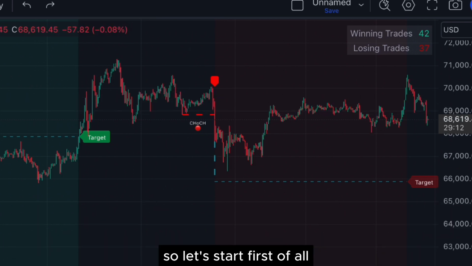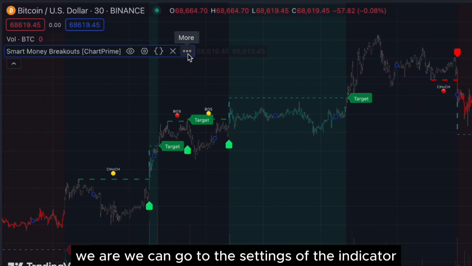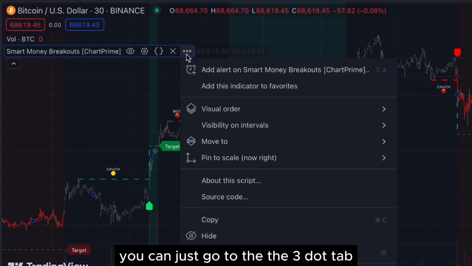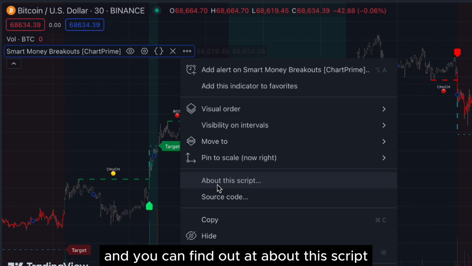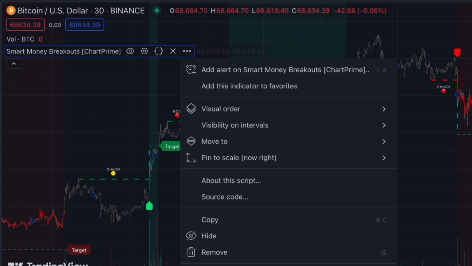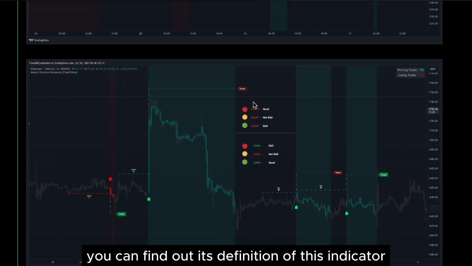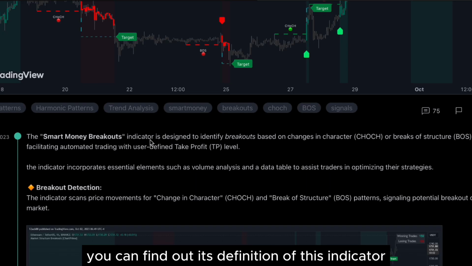So let's start. First of all, we can go through the settings of the indicator. You can just go to the three dots tab, and you can find About this script. After that, you can find the definition of this indicator.